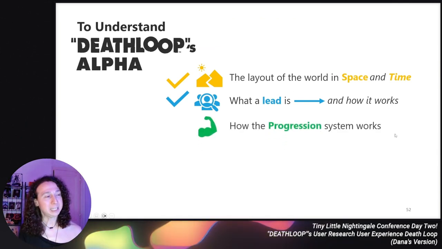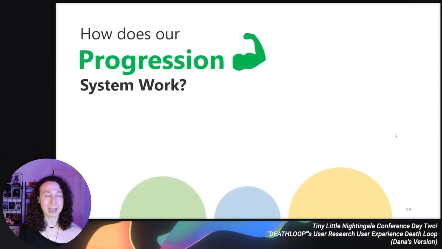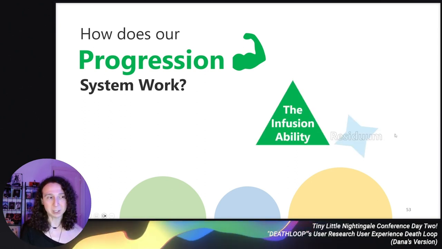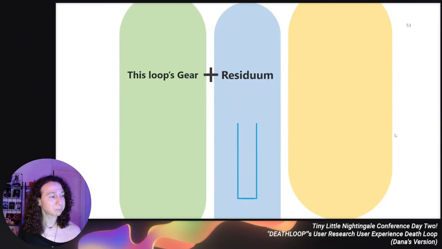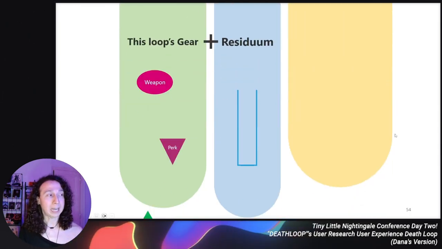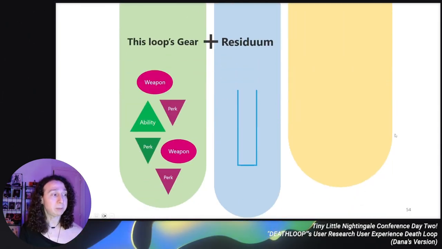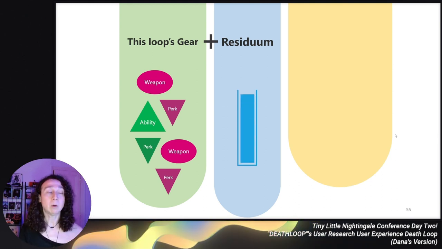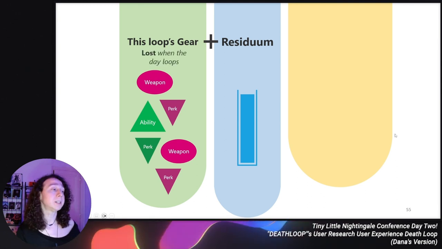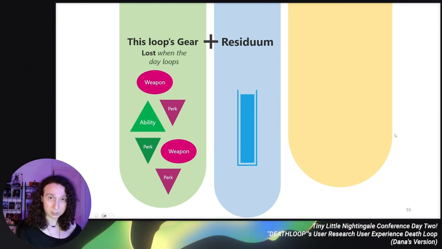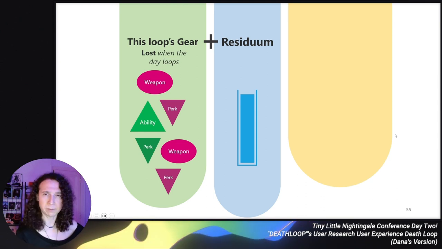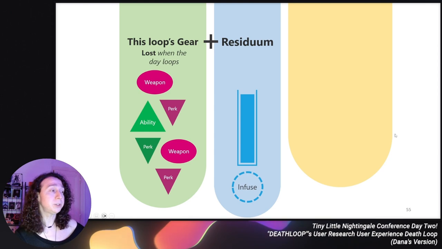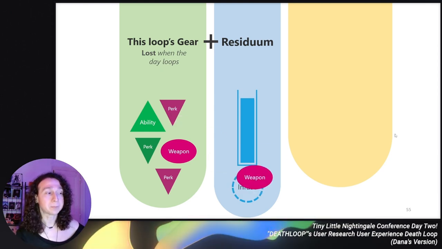What's next? Let's look at the progression system and talk about how it works, actually. This hinges on something called the infusion ability and a resource called residuum. You can gather gear during a loop. This can be weapons, abilities, perks, more weapons, more abilities, more perks. You also are gathering residuum. That's that resource. The gear is lost when the days loop, so the whole point of this is to figure out a way to keep it, magically keep it across time loops. You use this infusion ability and spend the residuum to keep it.